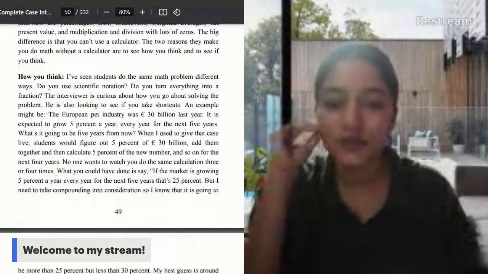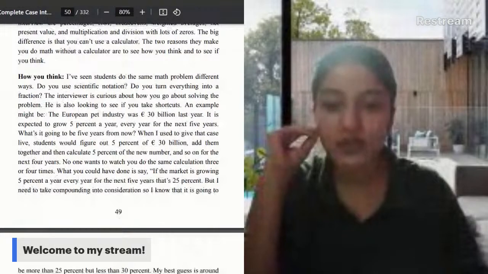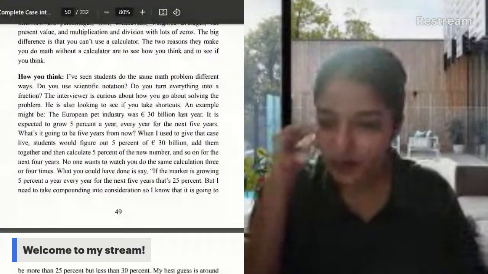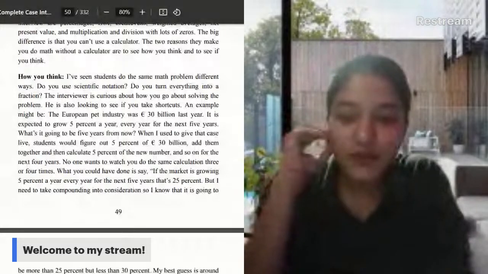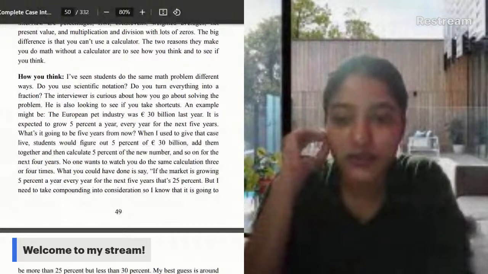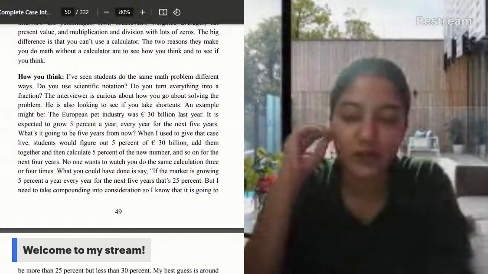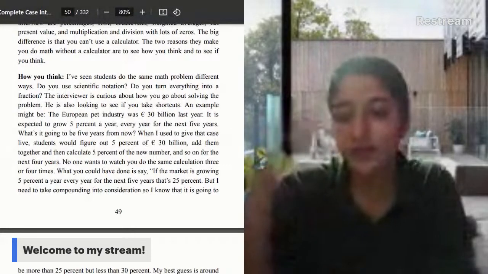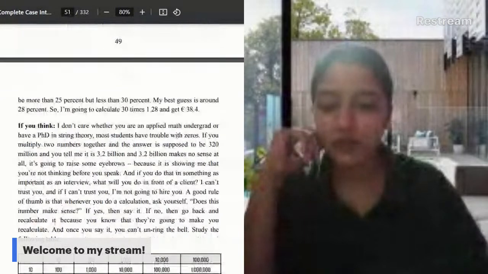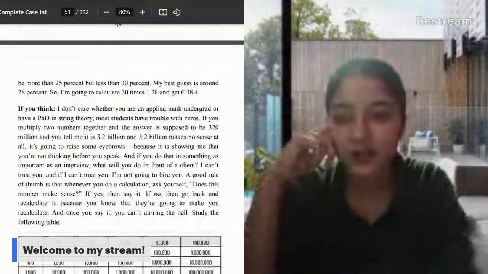So an example might be: the European pet industry was 30 billion euros last year. It is expected to grow 5% a year every year for the next 5 years. What is it going to be 5 years from now? When I used to give that case live, students would figure out 5% of 30 billion euros, add them together, and then calculate 5% of the new number, and so on for the next 4 years. No one wants you to do the same calculation 3 or 4 times, but you could say: the market is growing 5% a year every year for the next 5 years. That's 25%. But I need to take compounding into consideration, so I know that is going to be more than 25%, but less than 30%. My best guess is around 28%. So I'm going to calculate 30 times 1.28 and get 38.4 billion euros.